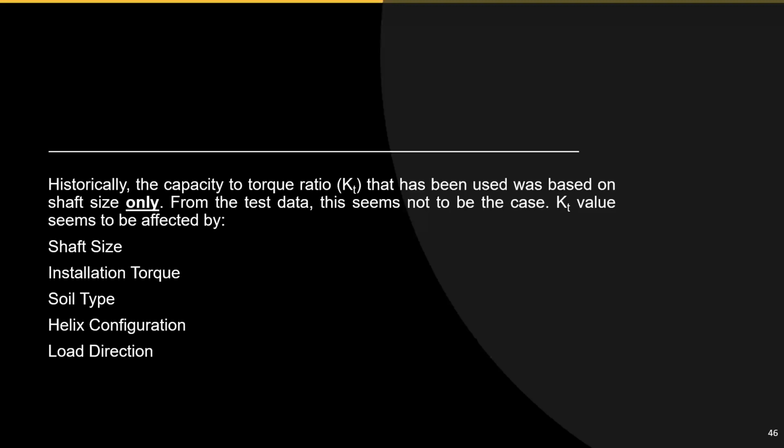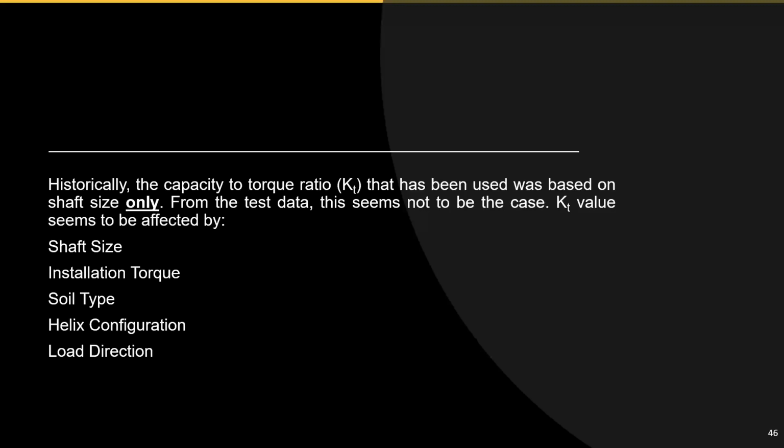But when I did all these tests at CTL Thompson, I found that the KT value indeed depends on the shaft size. That's true, the shaft size contributes a lot to the KT value. But the KT value is also affected by the final installation torque, the soil type, the helix configuration, whether it is a single helix or multi-helix, and also the load direction. Is it in tension or compression?